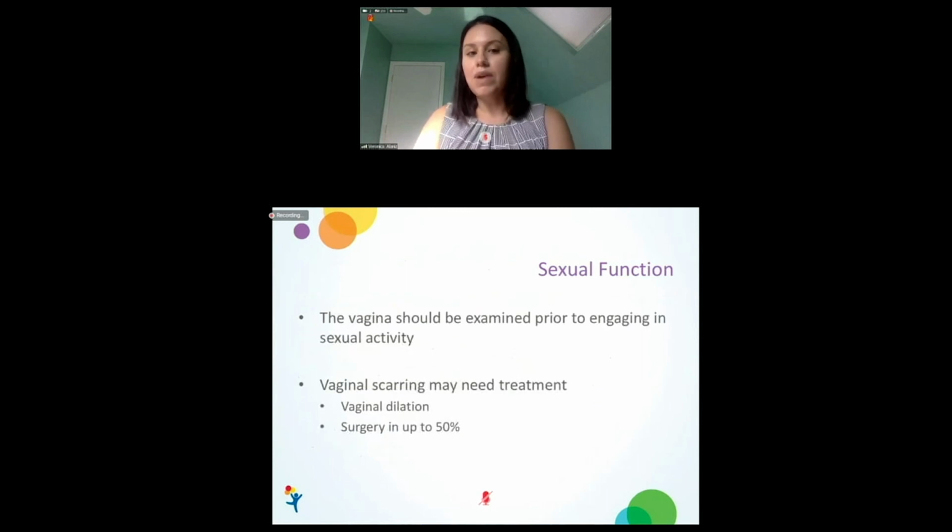We definitely recommend evaluating if a female with an anorectal malformation has had surgery on the vagina. We recommend evaluating that vagina prior to engaging in any sort of sexual activity. If there is scarring present, that may need treatment, either with dilation, so gently stretching out that scar tissue, and in some cases, surgery, which is usually a minor outpatient procedure just to relieve some of the scar tissue at the opening to the vagina.